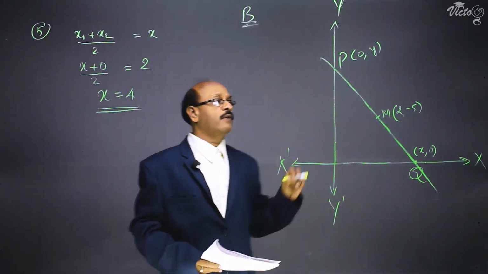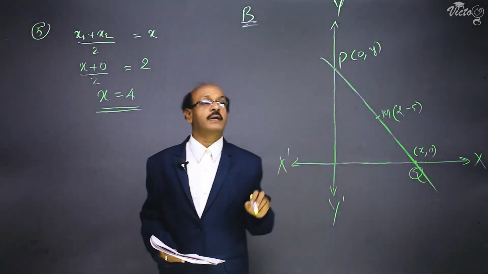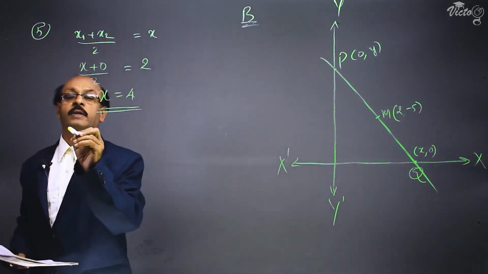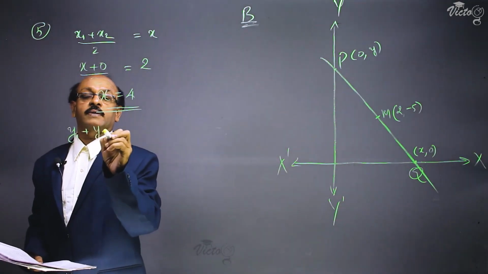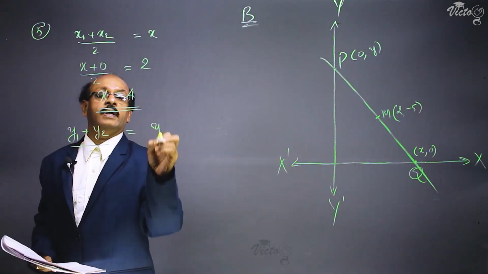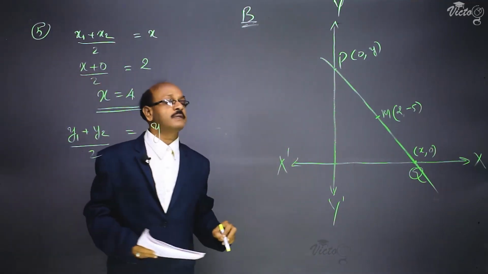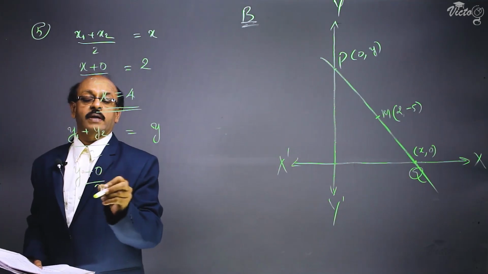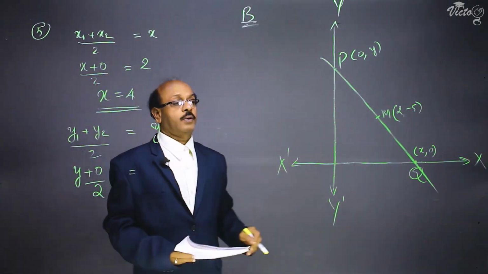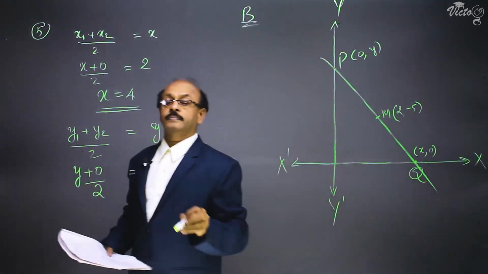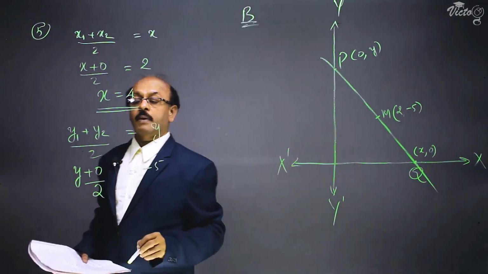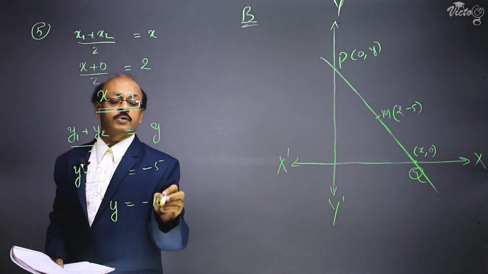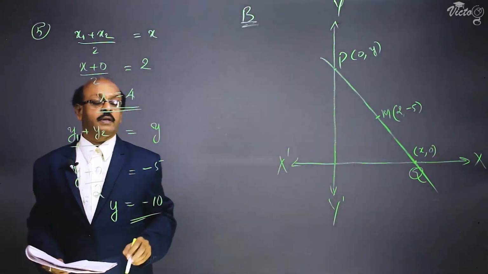Similarly, (y1 plus y2) by 2 is the formula for finding the y coordinate of the midpoint. Giving values, (y plus 0) by 2 is equal to the y coordinate, which is minus 5. Again cross multiplying, y plus 0, which is equal to y, is equal to 2 into minus 5, which is minus 10. This is the y coordinate.